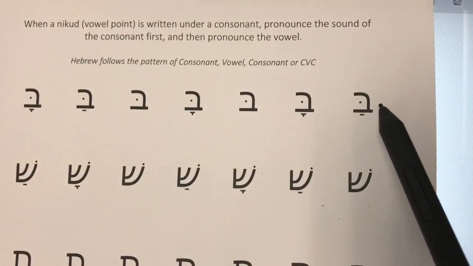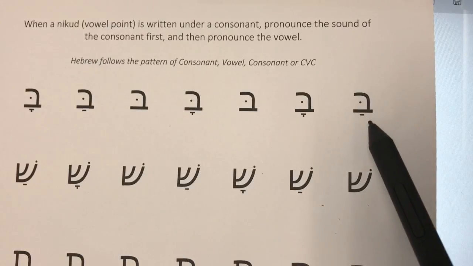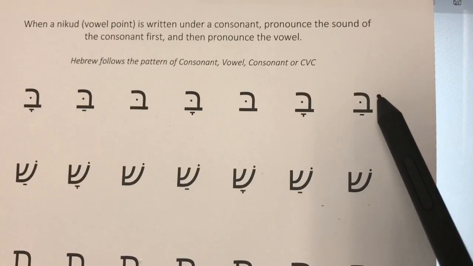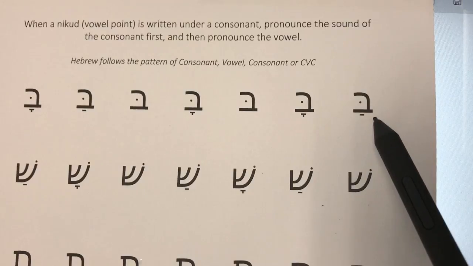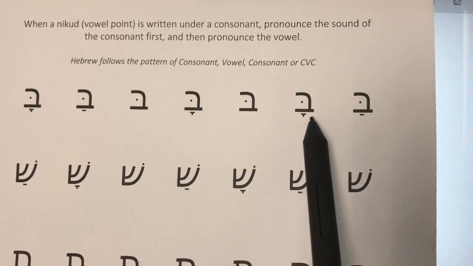All right, let's start here. What sound does this letter make? If you said B, that's correct. Underneath it, we see that vowel point we encountered earlier. And what sound does that make? If you said ah, that's correct. So we read top, down, so consonant to vowel. So this word is ba, correct. Let's move on to the next one. Again, top, down, ba, correct.